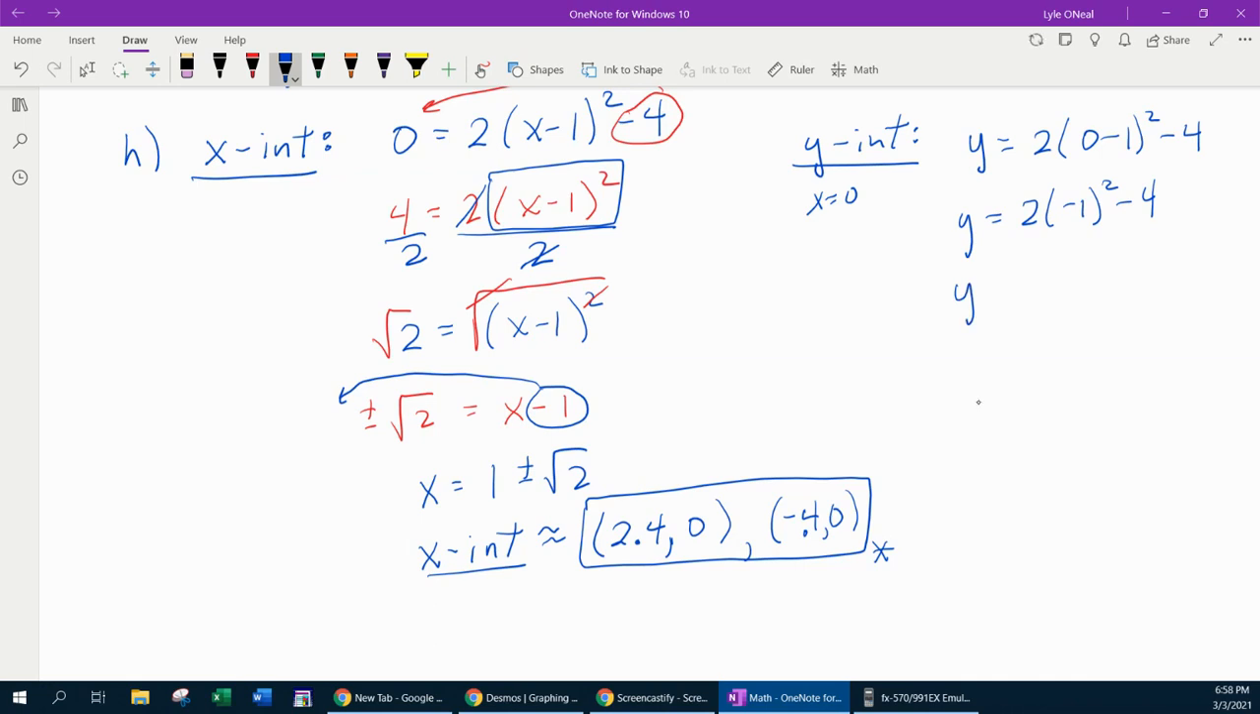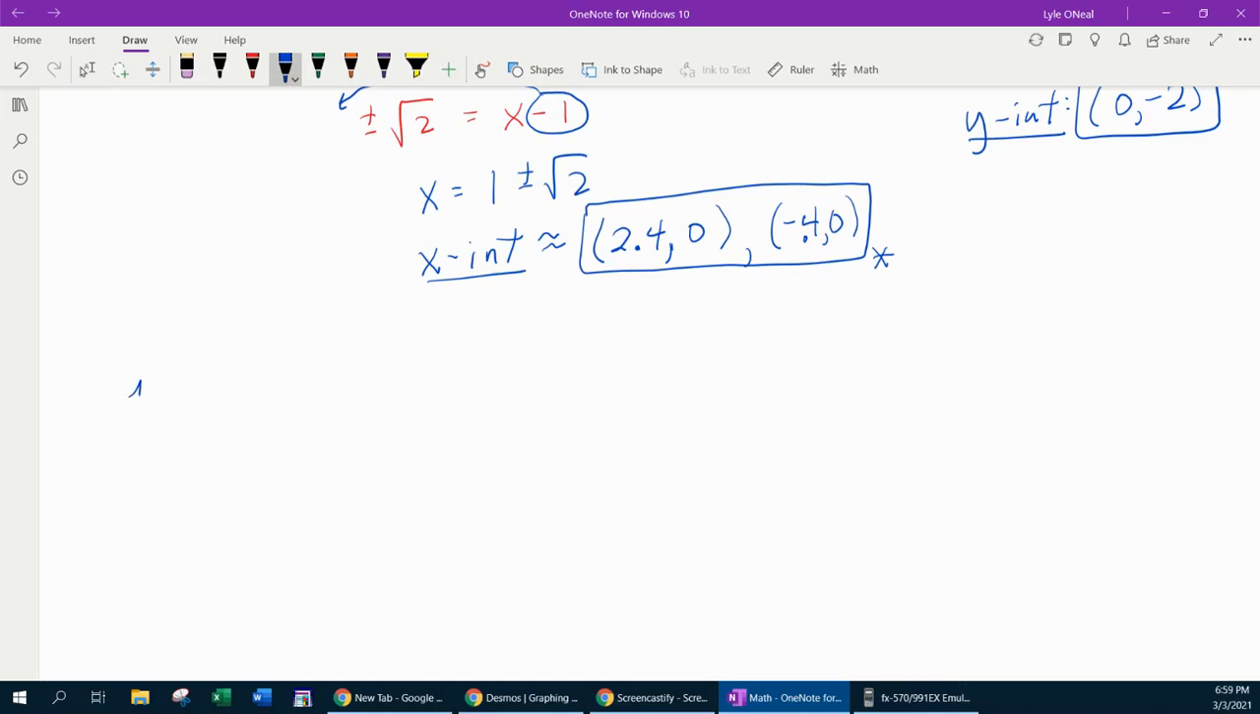So that's going to be 2 times 0 minus 1 is -1 squared minus 4. -1 squared is 1. And 2 times 1 is 2. 2 minus 4 is -2. So the y-intercept as an ordered pair is going to be 0, -2.